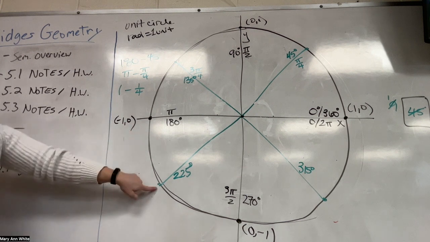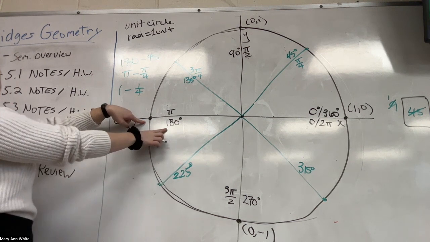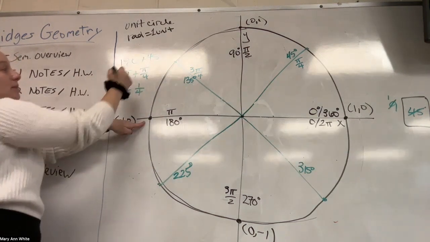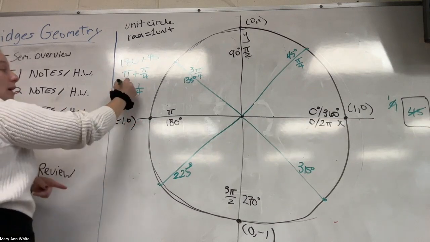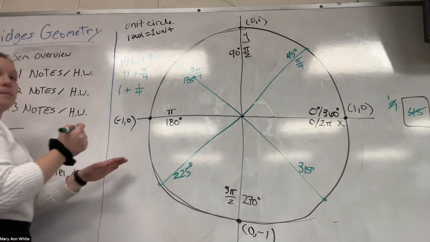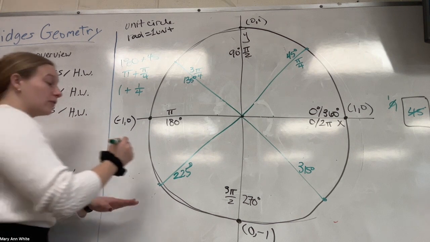Similarly, we're going to get to the 225. When we did our degrees, I asked you what's 180 plus 45. We're going to now do pi plus pi over 4. Or again, if you don't like the pi, think of it as 1 plus 1/4. What does that give us? 5 pi over 4, 5/4.